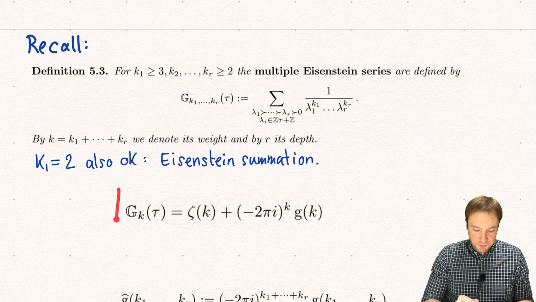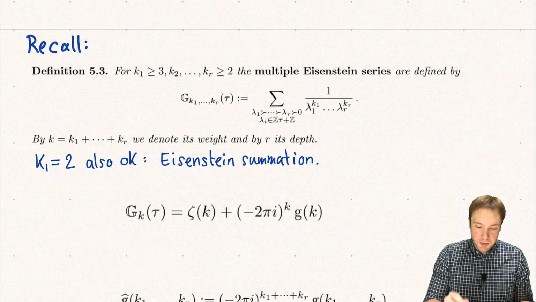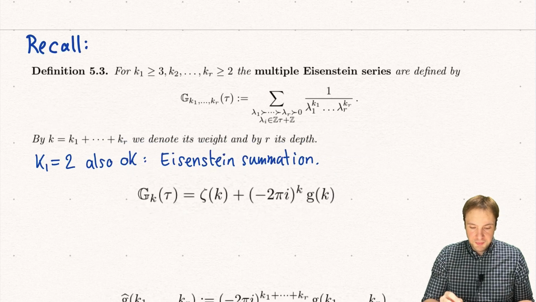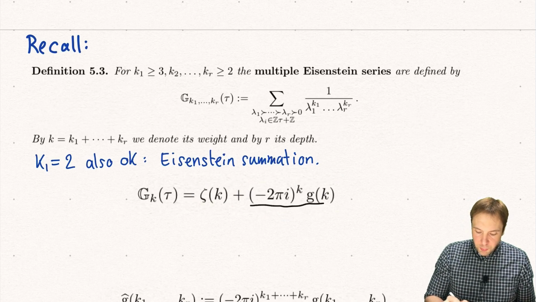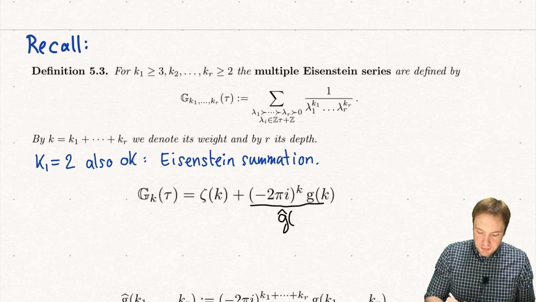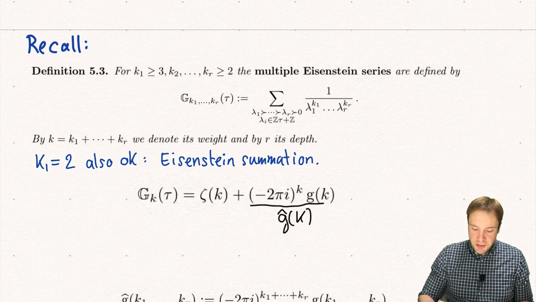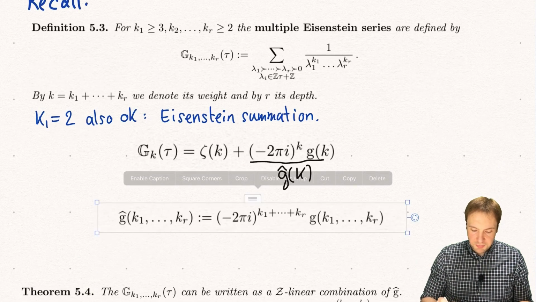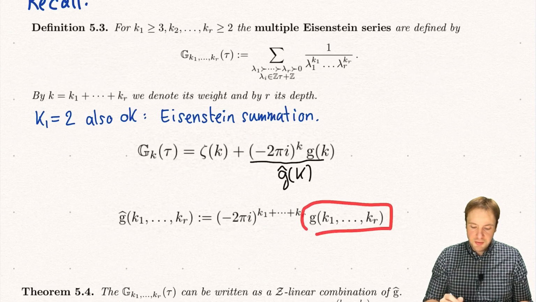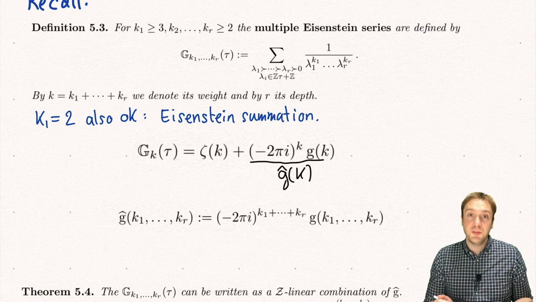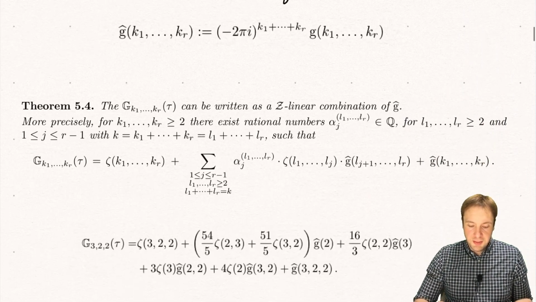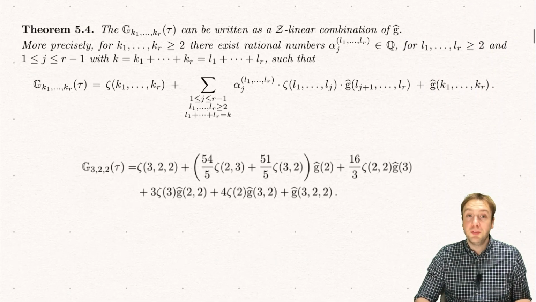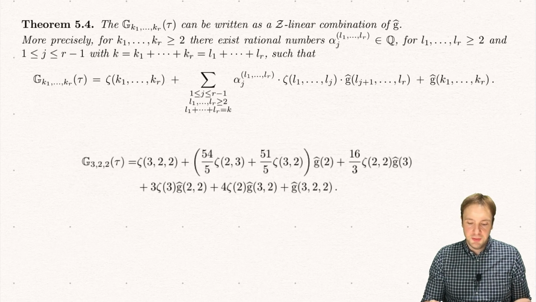And then as I said before, in depth 1, this gives the classical Eisenstein series, where the Fourier expansion is given by the zeta value and our q-series g. And this part here we then denoted by g hat of k. And in general, we then defined the hat version of our q-series g by just multiplying with this power of 2 pi i, because the statement was that any multiple Eisenstein series can be written as a multi-zeta linear combination of these g hats.